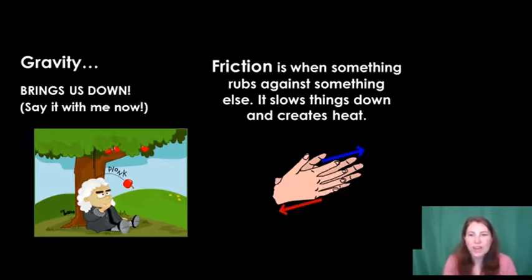Friction is when something rubs up against something else. Friction helps slow things down, and it can also create heat as things rub together. Friction can be helpful, like the brakes on your car. When you want to stop, the brake actually rubs up against the wheel, and that helps slow it down, which is obviously a good thing.